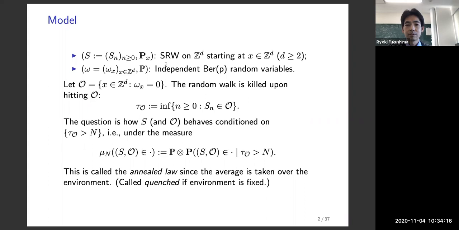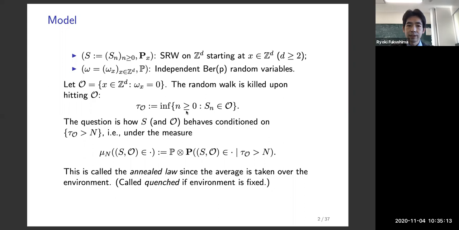Then there are some random obstacles that give us a random environment, denoted by omega_x. These are just independent Bernoulli random variables, where p is arbitrary, positive and less than 1. Given a realization of omega, we define a set of obstacles, denoted by script O, as the set of points where omega_x takes the value 0. You can take omega_x as the survival probability, the probability that the random walk survives when it hits x. In this case it is 0, so the walk will be immediately killed when it hits this set O. The hitting time to this set O is denoted by tau_O, whose formal definition is given here.